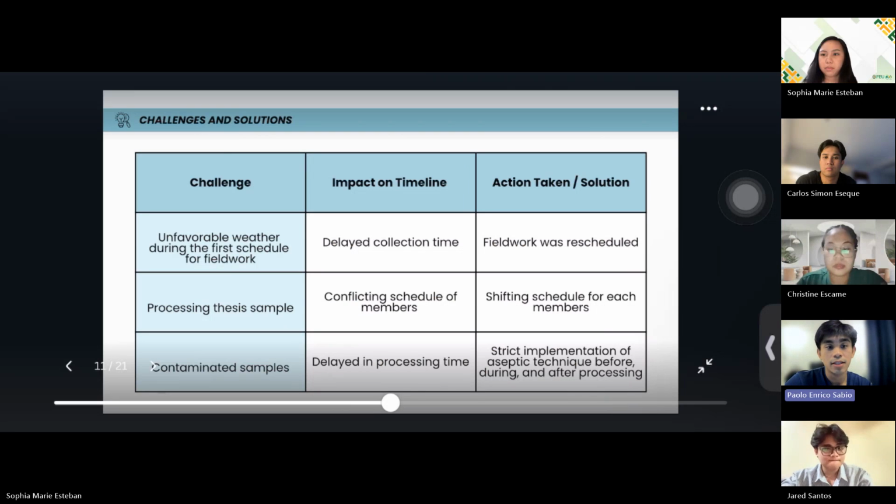Moving on to challenges and solutions. First, we experienced unfavorable weather during the first schedule for fieldwork, which caused a delay in collection time but was resolved by rescheduling the fieldwork.